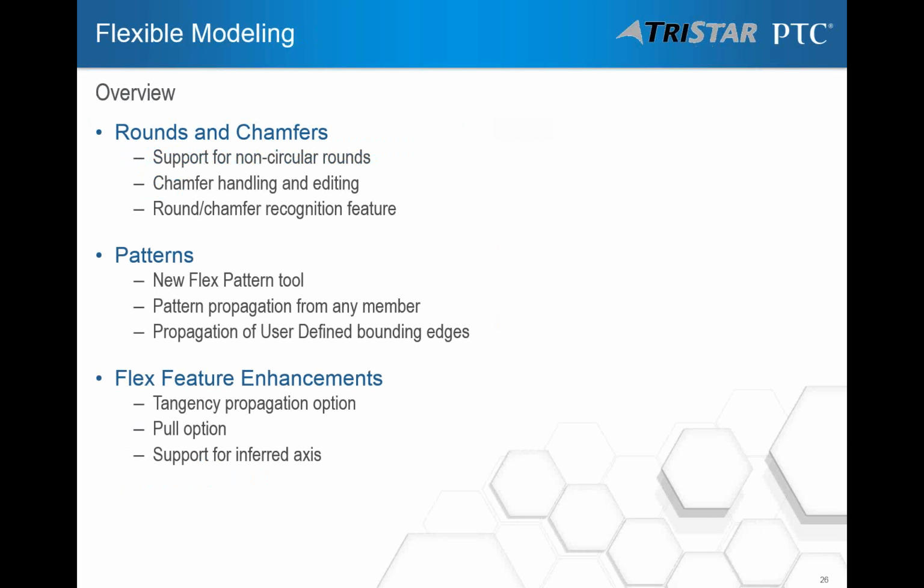So with the flexible modeling environment, we have some really nice enhancements around the handling of rounds and chamfers: support for non-circular rounds, the ability to now handle chamfers and edit them, and also improvements to the round and chamfer recognition. We have some enhancements to the patterning, a new flex pattern tool. We can propagate the pattern from any instance of the original pattern, and we can also propagate the user-defined bounding edges. We also have some improvements to the flexible features around the tangency propagation, a new pull option, and support for an inferred axis when changing cylinders by dimension.